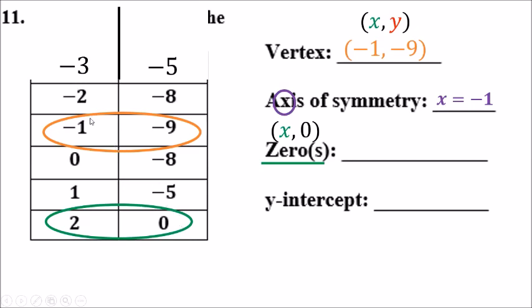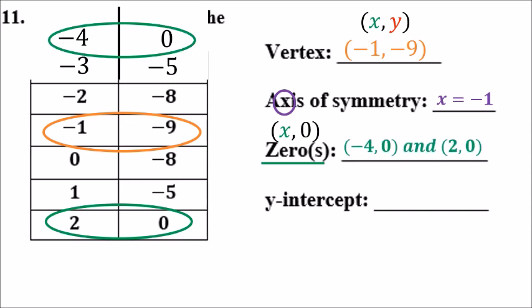So as I continue the pattern for the x's, after -3, it becomes -4. Well, if I continue my pattern here, it went -8, -5. The next one is 0. So now I have found my second 0. So I have zeros of -4, 0 and 2, 0.